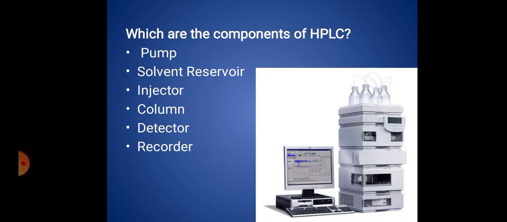Now next question is, which are the components of HPLC? So here are the 6 important components of HPLC. First, pump. Second, solvent reservoir. Third, injector. Fourth, column. Fifth, detector. And sixth one is a recorder.